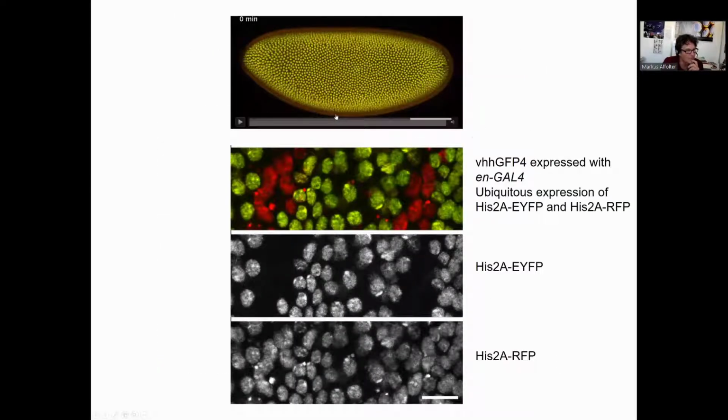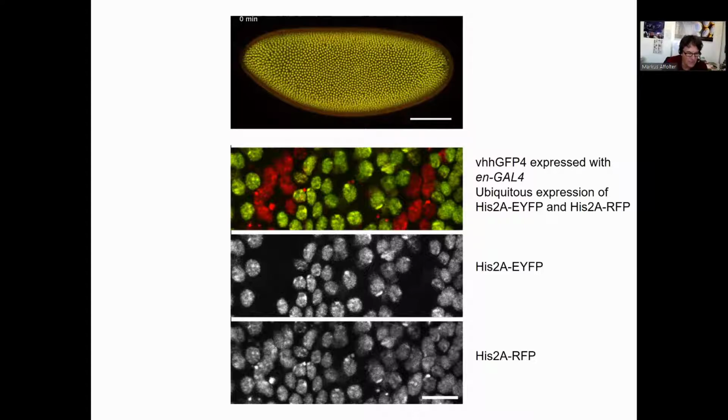What he did afterwards, and this is a fabulous experiment, he asked, does that work in flies? Because nobody ever had used nanobodies in flies, and the F-boxes and degraded fluorescent proteins. So, and he was a perfectionist, so he made a fly that has at the same time histone 2A fused to a green fluorescent protein, and histone 2A fused to a red fluorescent protein, expressed in all the cells. So all the cells of the embryo are yellow. They have a green fluorescent H2A, and a red fluorescent H2A.